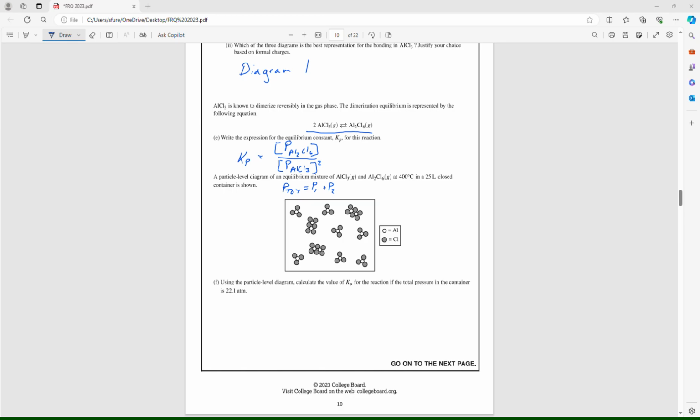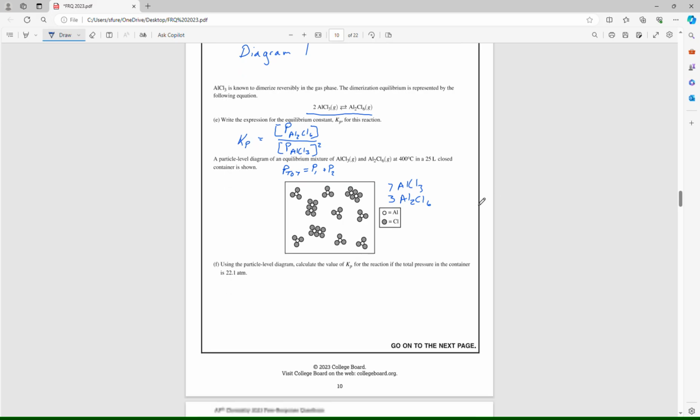So let's now figure out what the pressure of each one is individually. We have 1, 2, 3, 4, 5, 6, 7 AlCl3s. We have 3 Al2Cl6s. So we could say 3/10 of it is Al2Cl6 and 7/10 of it is AlCl3. So let's plug that into our Kp expression.